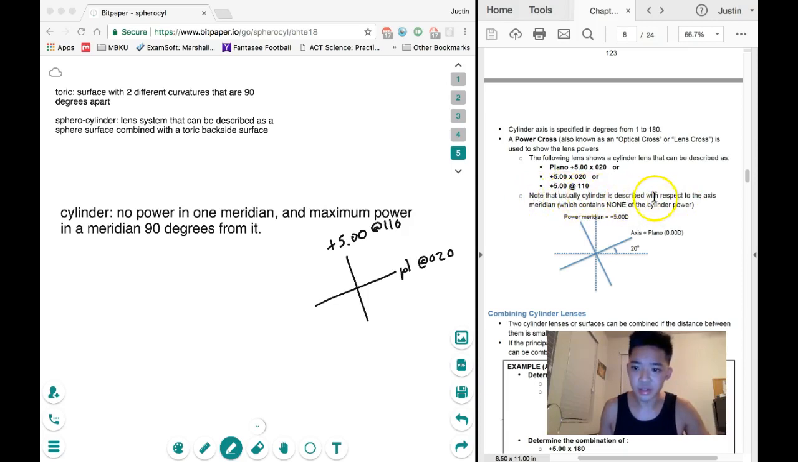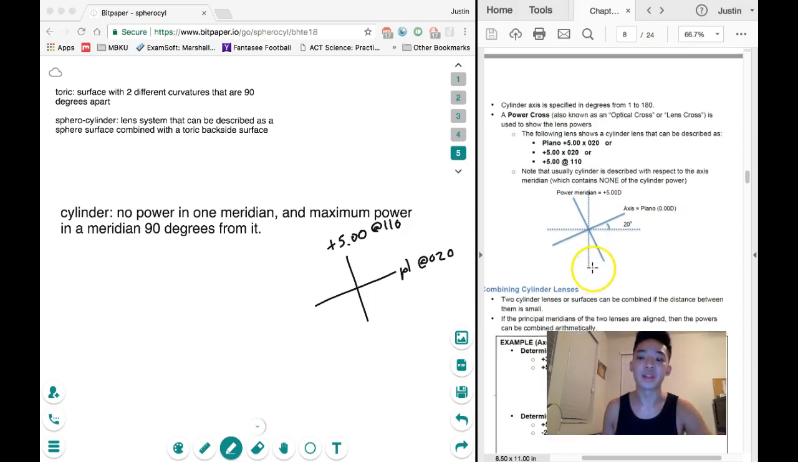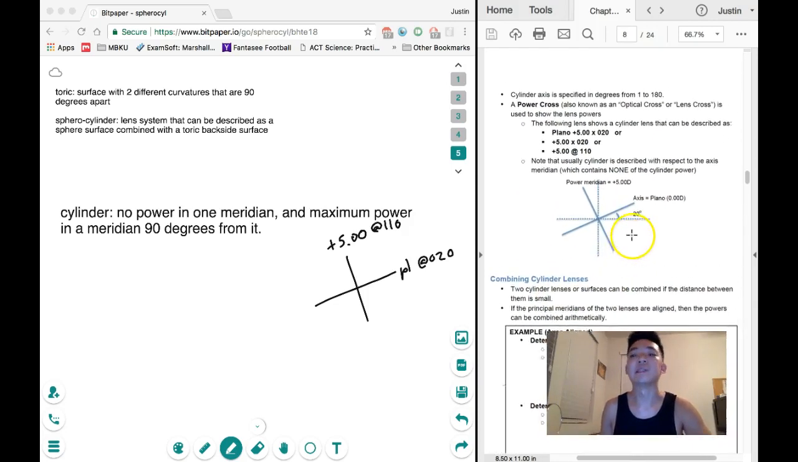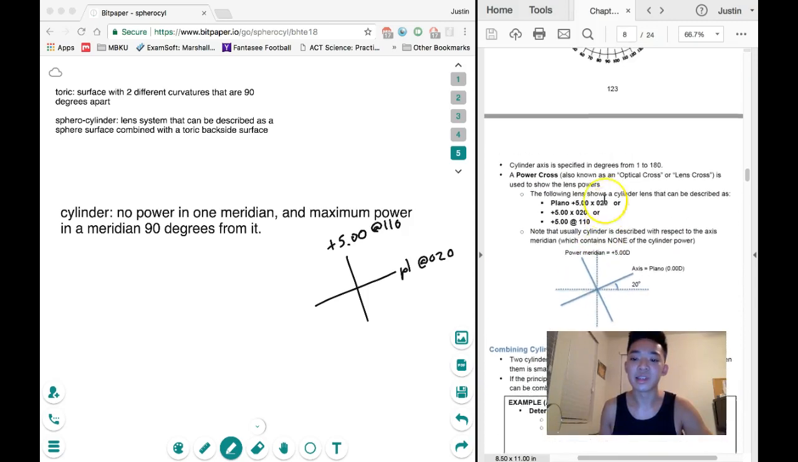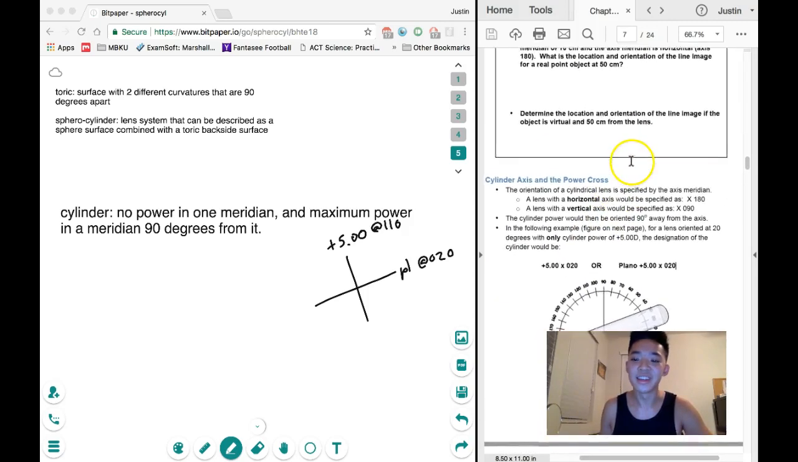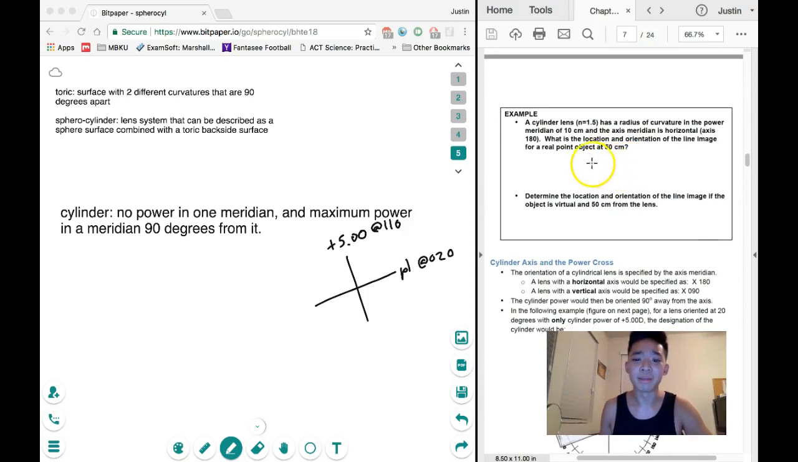Note that usually cylinder is described with respect to the axis meridian, which is the one that contains none of the cylinder power. I thought that was confusing at first. It takes a while to practice and understand that cylinders are described in reference to their axis and not their power. So yeah, that's enough of that. Hopefully that makes sense.